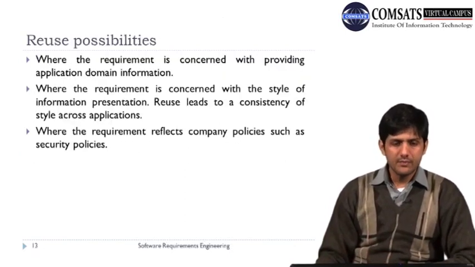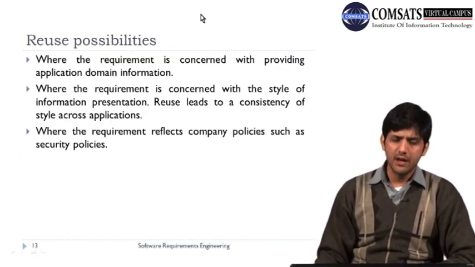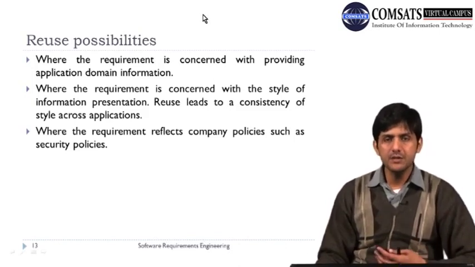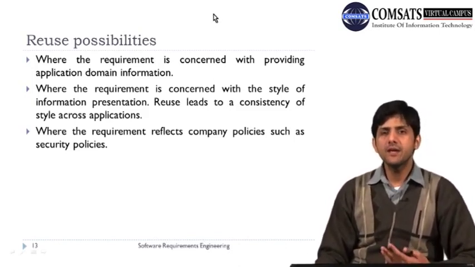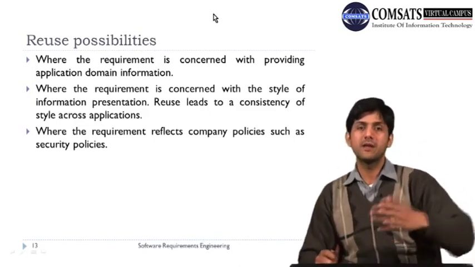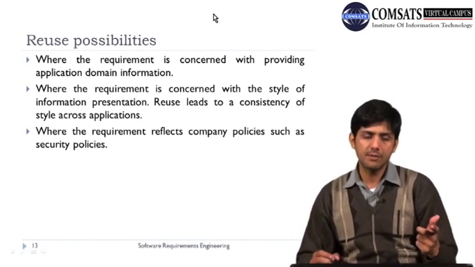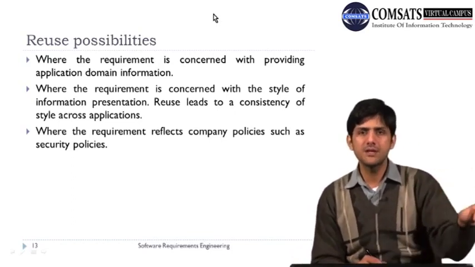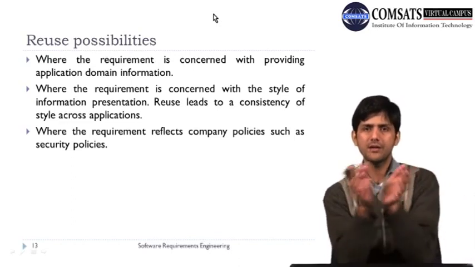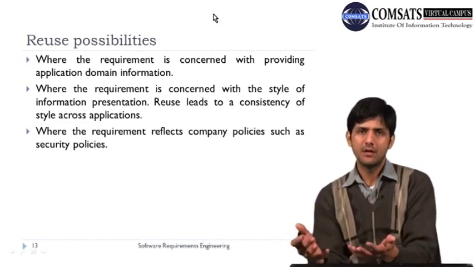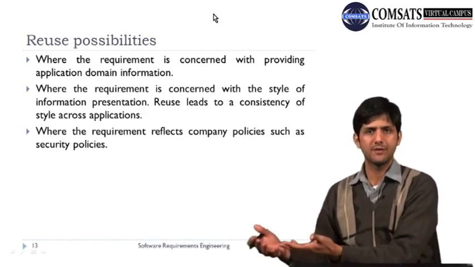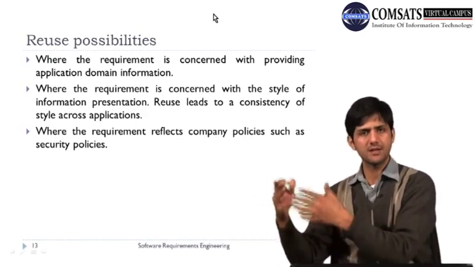So what are the reuse possibilities? Where the requirement is concerned with providing application domain information. So for example, you're making a website, and you've made, for example, the learning management system. Now that's a very good example, because my application domain is a university, and I've developed already a system for that, and I do it for another client, then my domain is the same. And I do not need to go and understand the application domain because this is the same, it's another university.